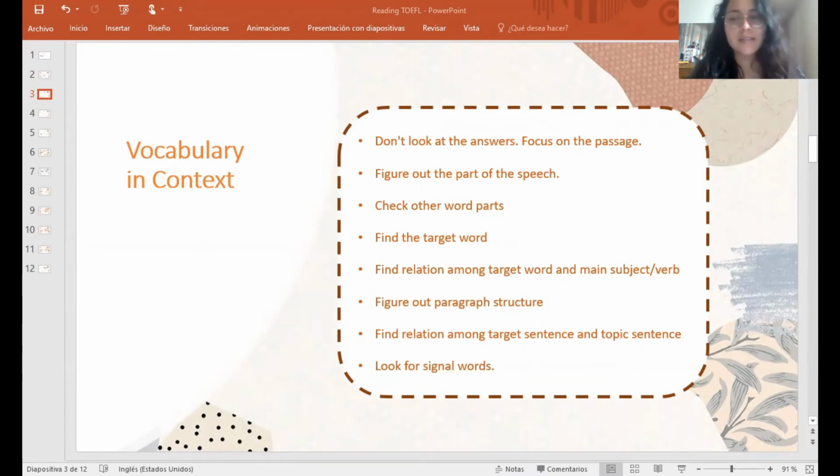Vocabulary in context is the most common question in the test and requires you to choose the best synonym for a target word. There are 8 steps to find the meaning of a word, and the most important: don't look at the answer and focus on the passage. Second, figure out what part of speech you are dealing with. Is it a noun, verb, or adjective?